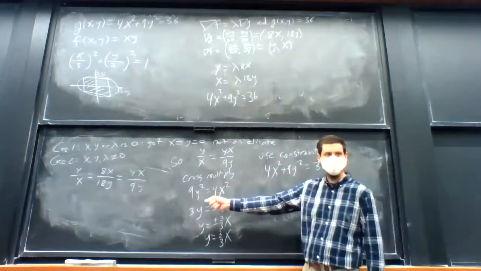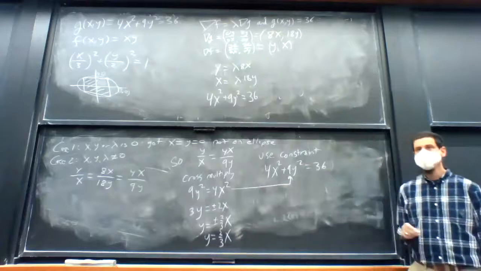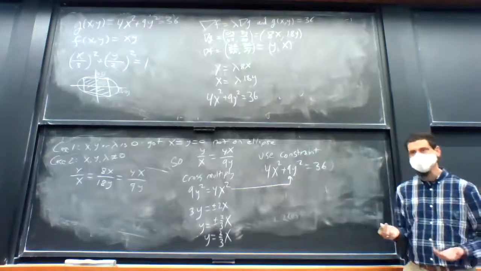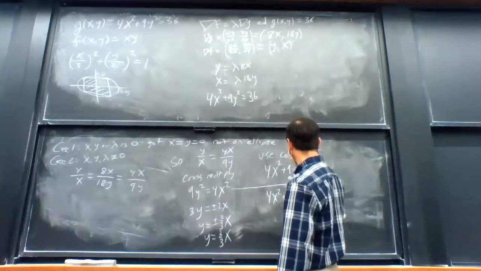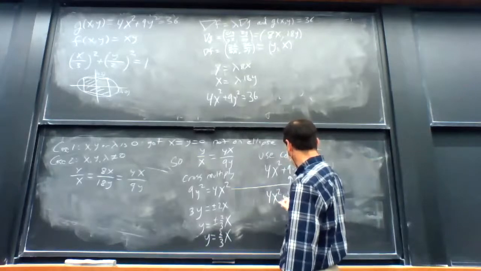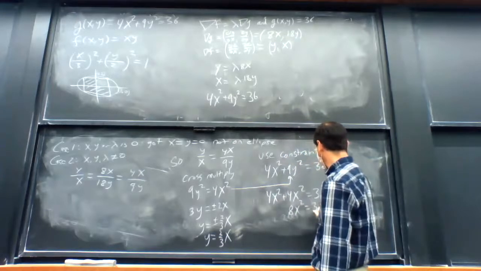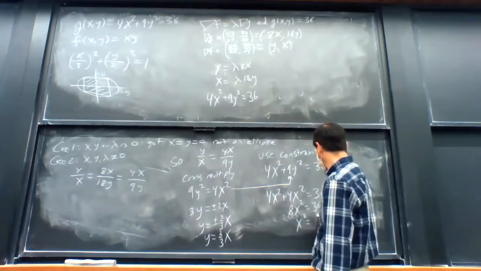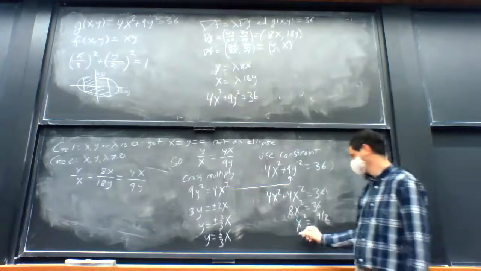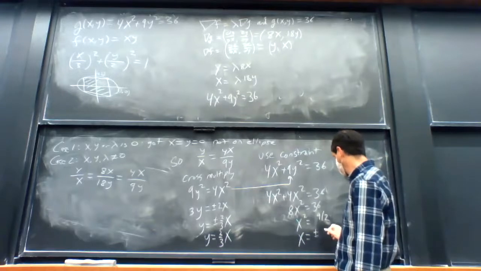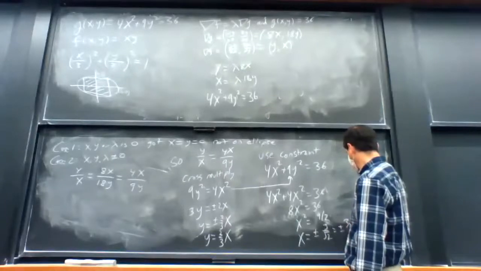Yeah, we know 9y squared is 4x squared, so why not use that over here? So again, look at the algebra. You'll get the same answer, but you can simplify it in a few steps. You now get 4x squared plus 4x squared is 36. So we get 8x squared is 36. So x squared is 9/2. So x is plus or minus 3 divided by root 2, or plus or minus 3 root 2 over 2.